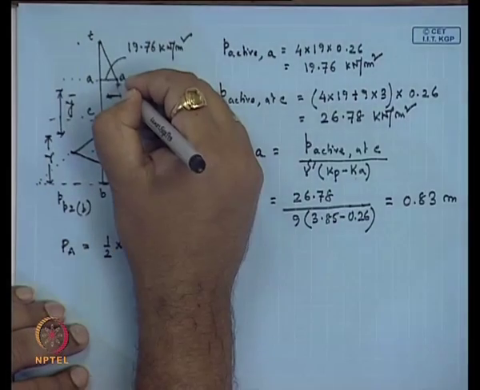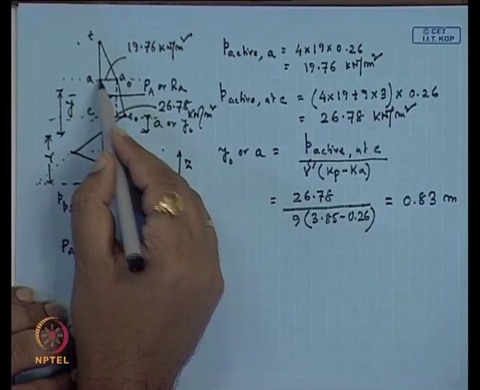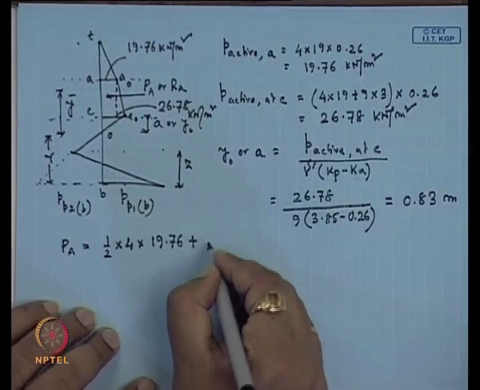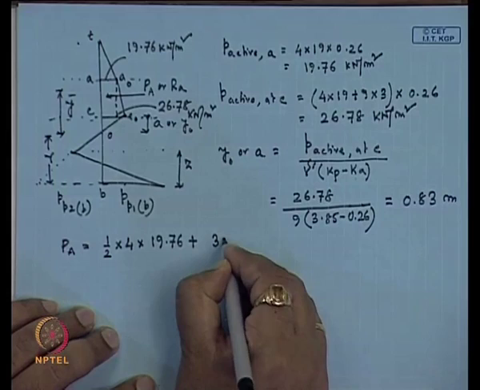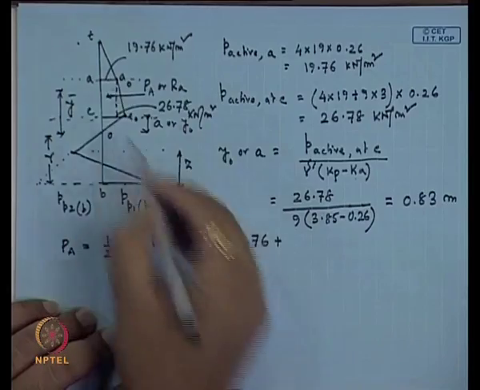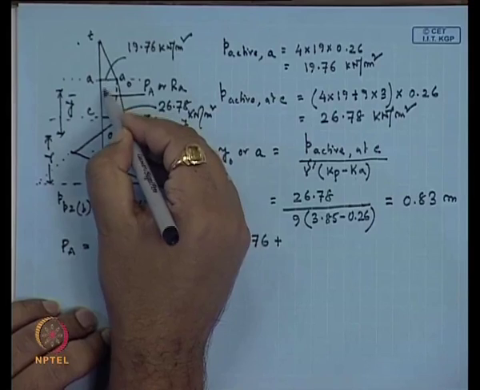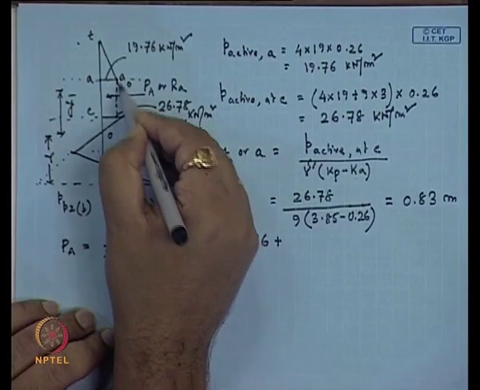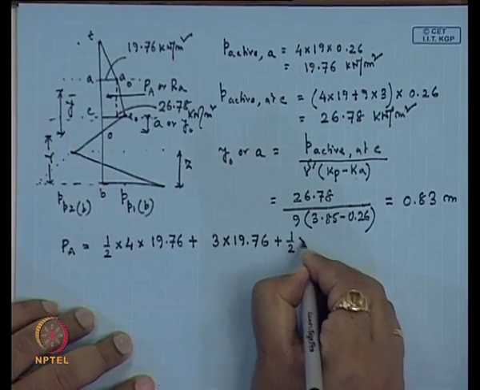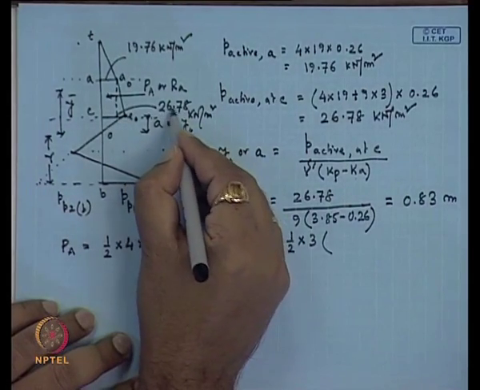Then we will consider the force of this rectangular area, that means between A to C, only this rectangular area we are considering. So, this rectangular area means 3 is the height into 19.76. Then we will consider this triangular area between A to C. This rectangular area we have already considered. So, this triangular area will be half into 3 and then the total pressure is 26.78.